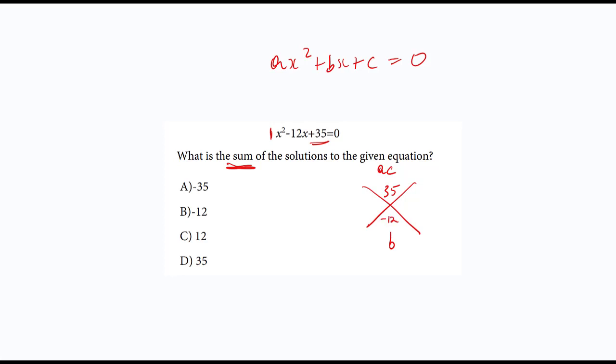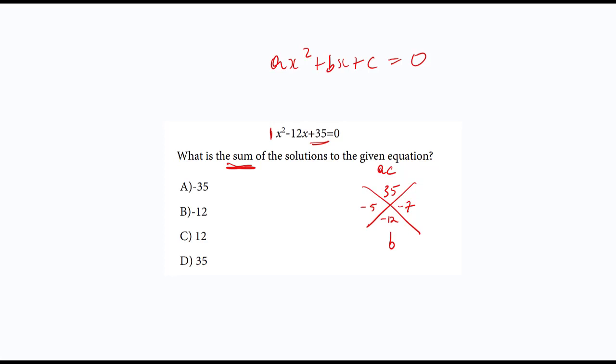So now I need to find two numbers where when I multiply, I get 35, and when I add, I get negative 12. We can clearly see that this is negative 5 and negative 7. So we multiply negative 5 times negative 7. That's positive 35. And when we add them, we get negative 12. So the question now is asking us to sum the solutions.